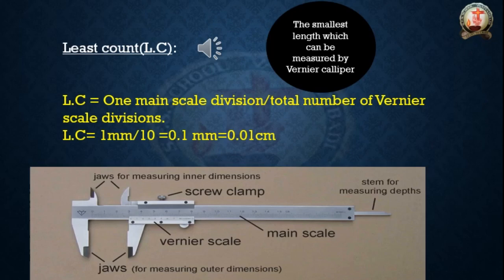Anybody facing a problem understanding this, no need to write 0.01 centimeter. You can remember 0.1 millimeters. That is also correct. So this is the least count value of the vernier caliper. Usually, always, the vernier calipers we are using in the lab have this least count, either 0.1 millimeter or 0.01 centimeter. So this is the explanation about least count, definition and formula.